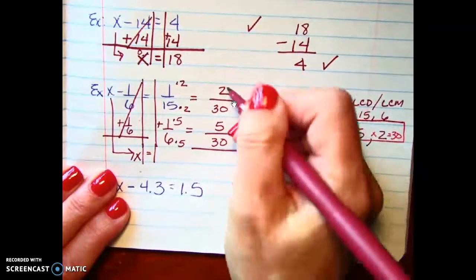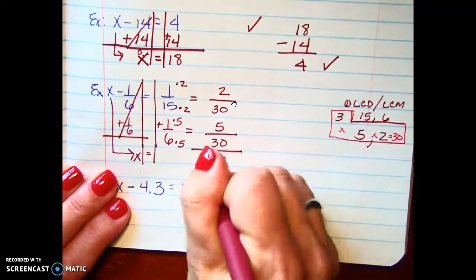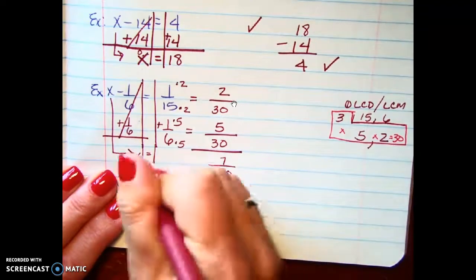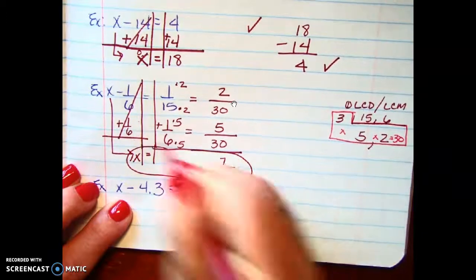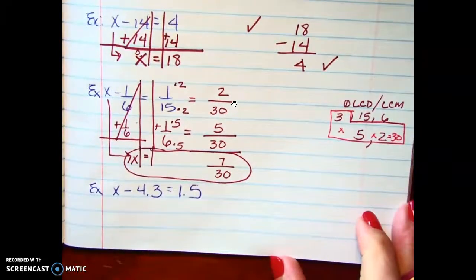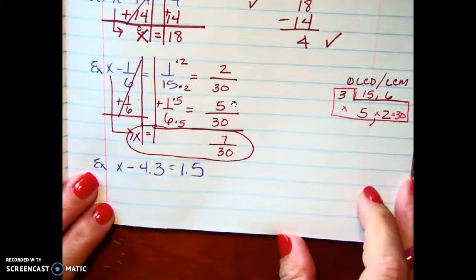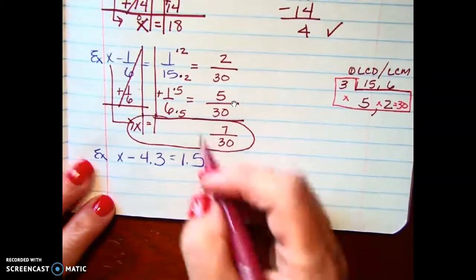Now I can add these together. I add the numerators, keep the denominator, so x equals 7/30. Now, like I said, we're not going to have a lot of those, but you still need to know how to do those, so practice.